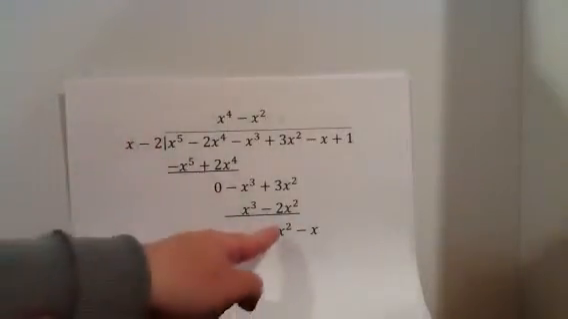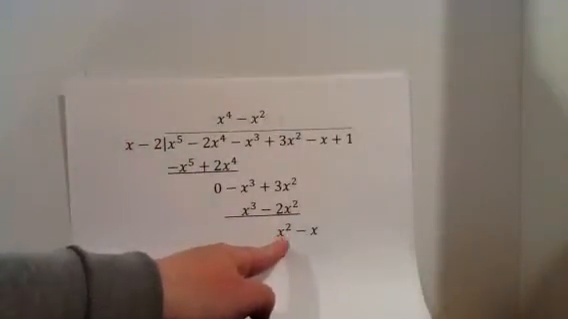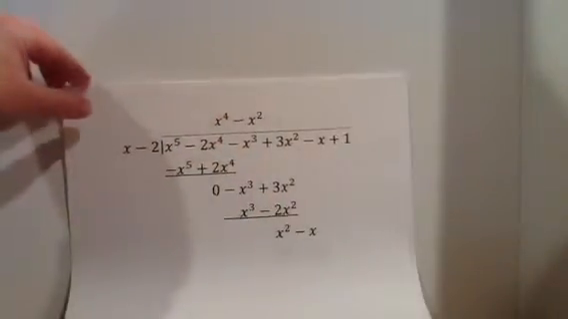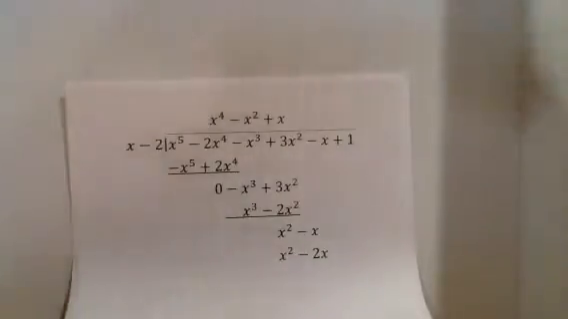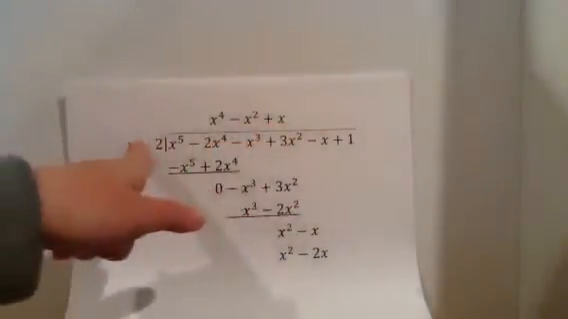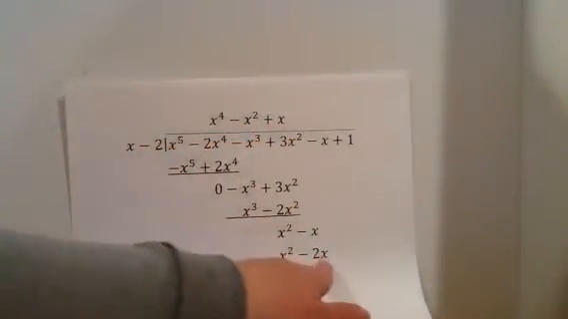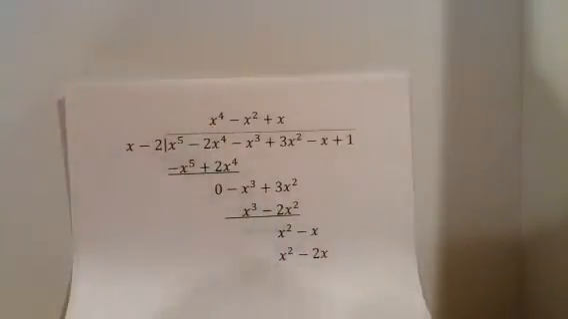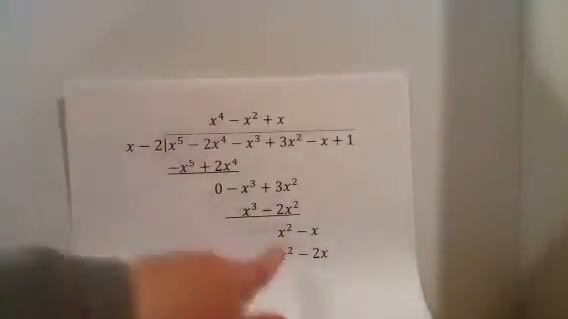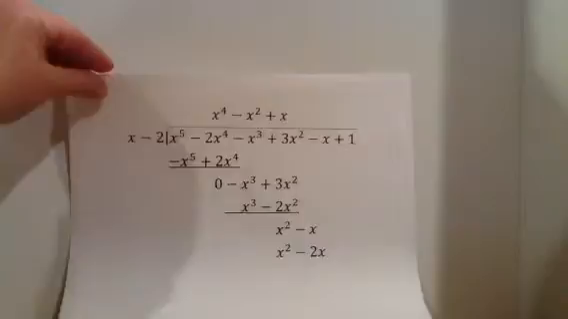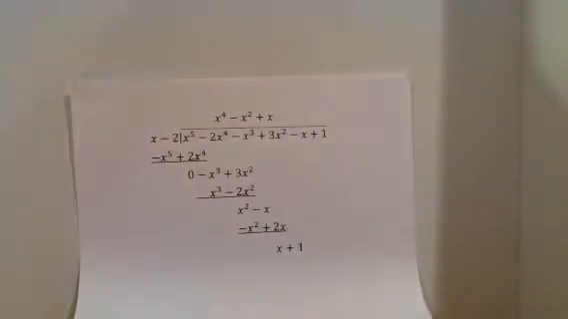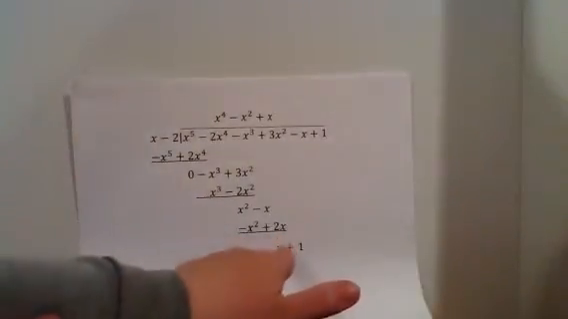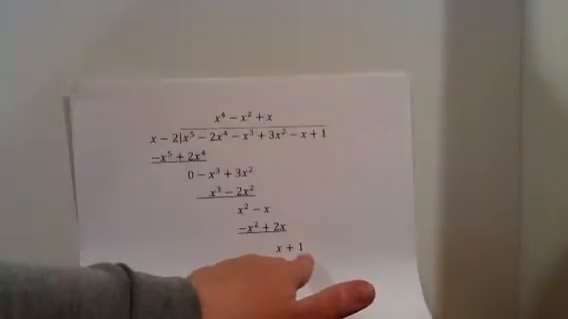X times what gives me x squared? Well, the answer is x, so I'm going to put an x in the top. And then I multiply x times x minus 2, which is x squared minus 2x. The next step in long division is to subtract, so that's going to change these signs. And when I subtract, I end up with an x here, and then I bring down the 1.